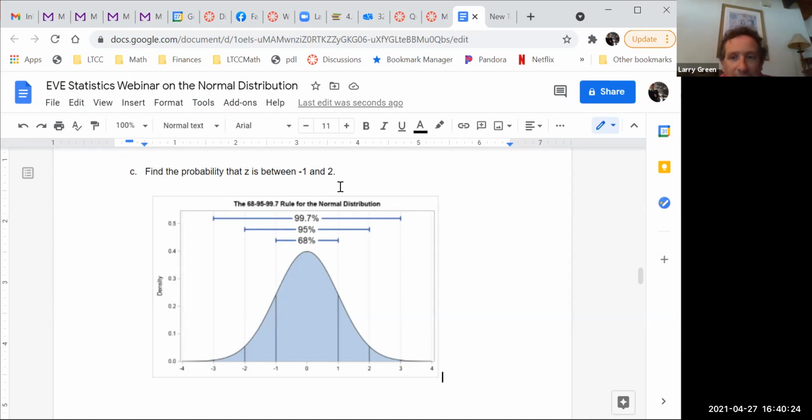If you have a specific question, put it in the chat box and I can answer it. But I want to give you a try. Find the probability that z is between -1 and 2. It has some similar reasoning, but it's not exactly the same. Different geometry. So give it a shot.